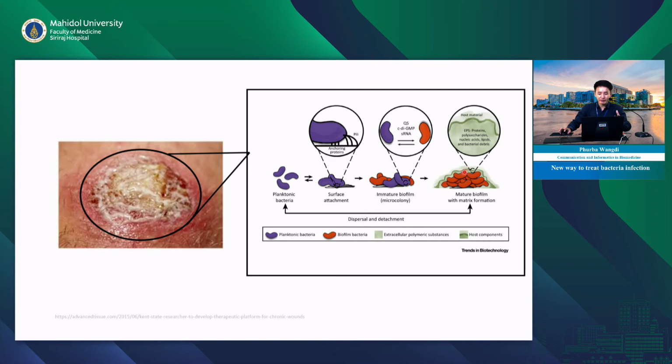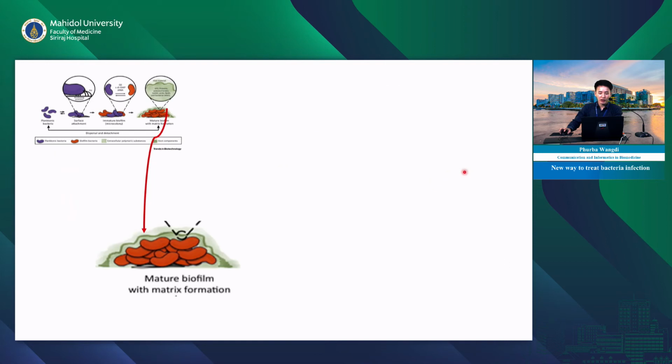And this matrix is the reason why the antibiotics become ineffective. When antibiotics are given in this wound infection, because of this matrix, they cannot penetrate inside the biofilm, so the bacteria inside the biofilm remain alive and are not treated, thereby causing the wound infection.